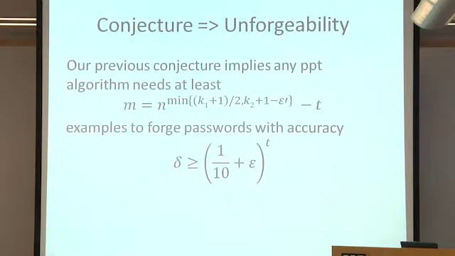So in particular, with our previous conjecture, this would imply that any probabilistic polynomial time algorithm needs at least n to the k1 plus 1 over 2 and k2 plus 1 examples before it can forge passwords with accuracy that's significantly better than just randomly guessing digits.